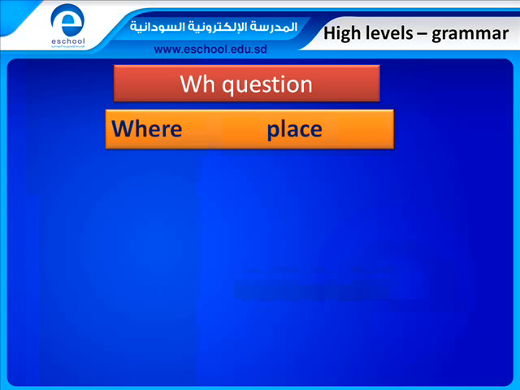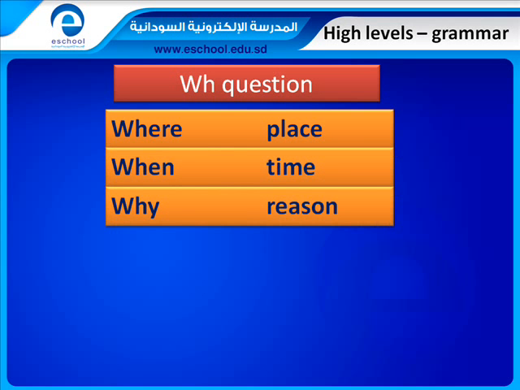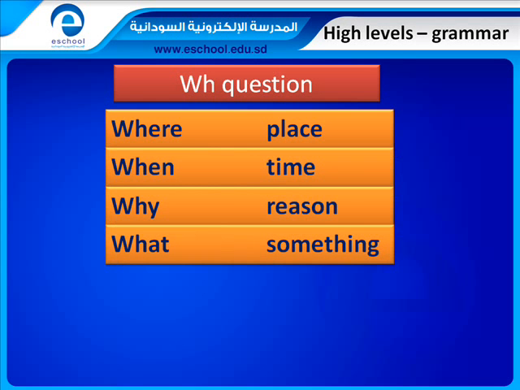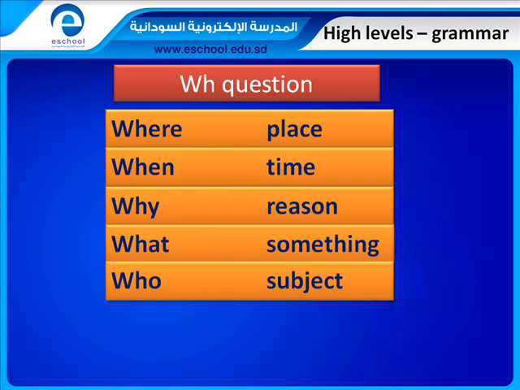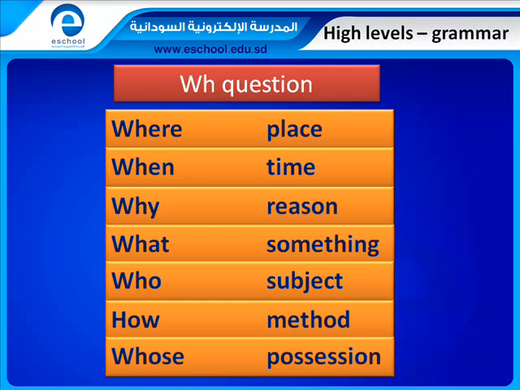The WH questions, we call them WH because they begin with WH. Even how begins with H, but we call it one of the WH questions. We use where for place, and we use when for time. We use why for reason. We use what for something. Who for subject. How alone for method. Whose for possession.